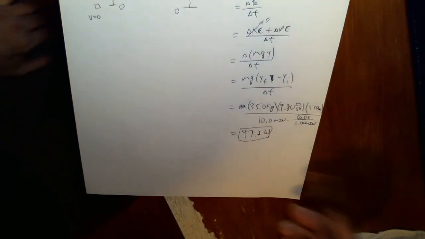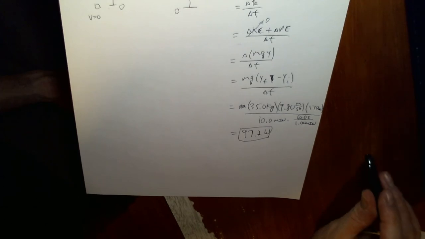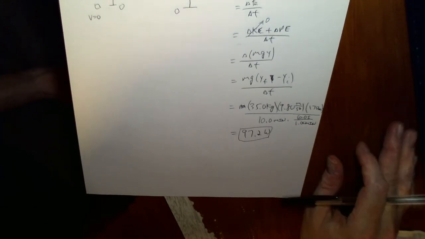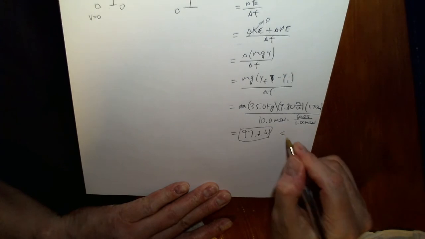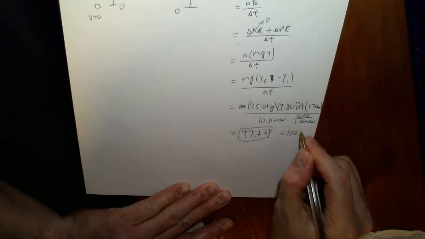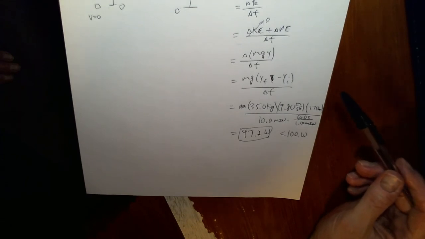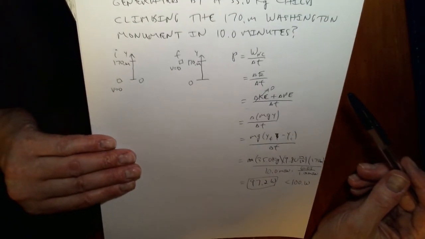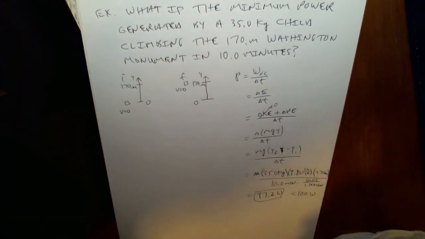And notice that 97.2 watts is less than the power rating of a 100-watt light bulb, from the days when we used incandescent light bulbs. So this child is climbing the Washington Monument at a fairly rapid pace. I mean, only 10 minutes to get from bottom to top.